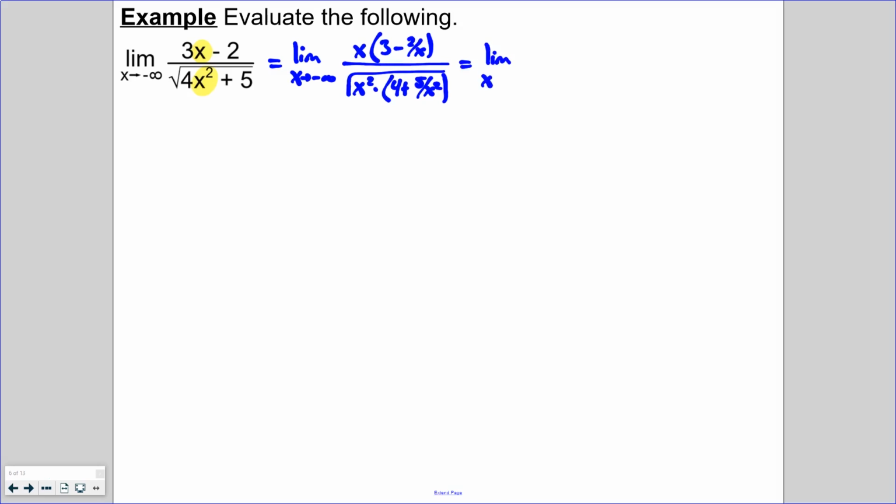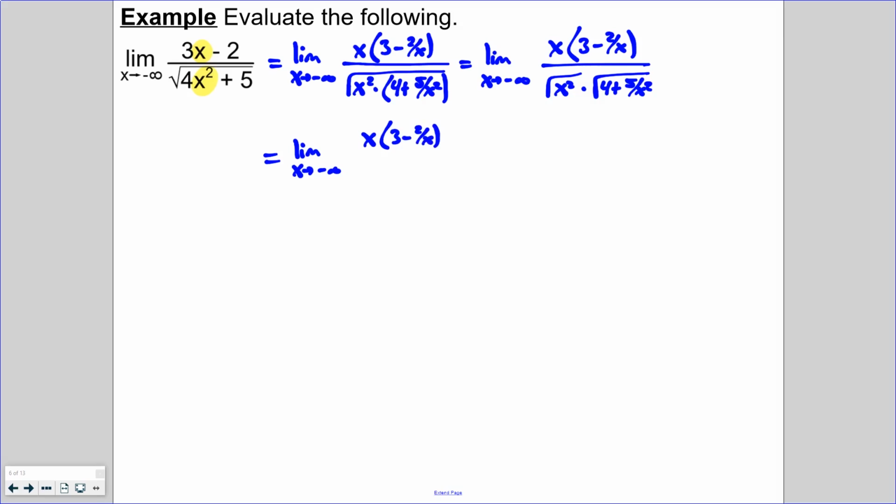We're going to have the limit as x approaches negative infinity of x times (3 minus 2 over x), all over the square root of x squared times the square root of (4 plus 5 over x squared). And then we can take the square root of x squared, leaving us with a plus or minus x. So x times (3 minus 2 over x) all over plus or minus x times the square root of (4 plus 5 over x squared).